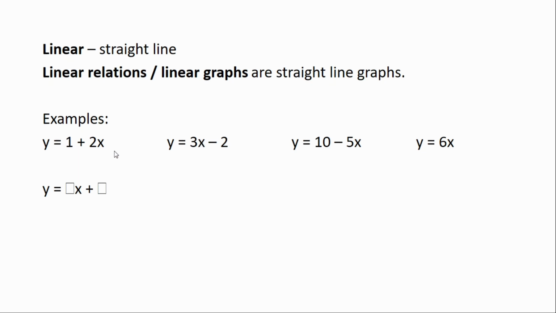If I rearrange that, that becomes y equals 2x plus 1. So I've got that as that number and that as that number. Same with the second one, that's y equals a number multiplied by x plus a negative number. So it's the same format all the way through. This last one might look a bit different, but it's just y equals a number, which is 6 here, multiplied by x, plus another number, which is 0 in this case. So it's still the same format all the way through.